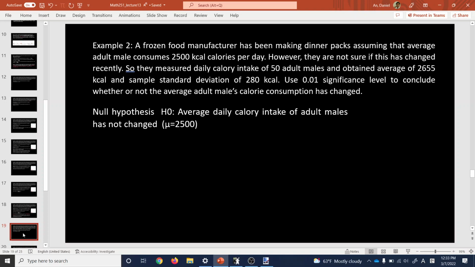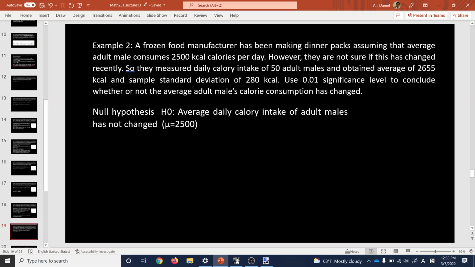Yes, you have a question? From what point in the question do you figure out your null hypothesis? The question is, at what point do you figure out the null hypothesis? All right, so how do you figure out the null hypothesis?